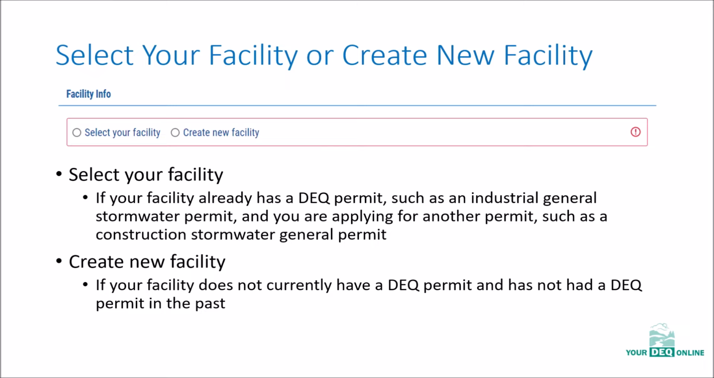In the Facility Info section, you'll select or create your facility, just like for the construction stormwater permit application. If your facility or site currently has or had a permit with DEQ in the past, the facility should be in the system and you'll select it from the drop-down menu. If your facility or site has never had a permit with DEQ, you'll go through the steps to create a new facility in the system.